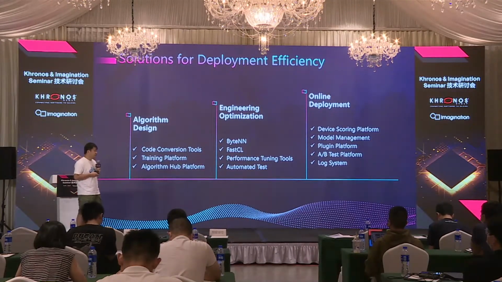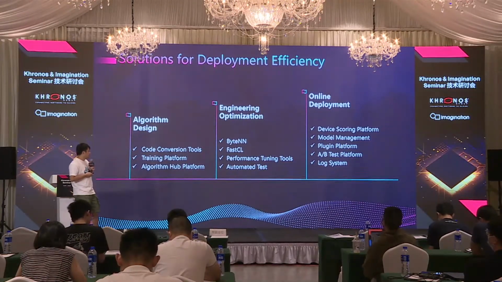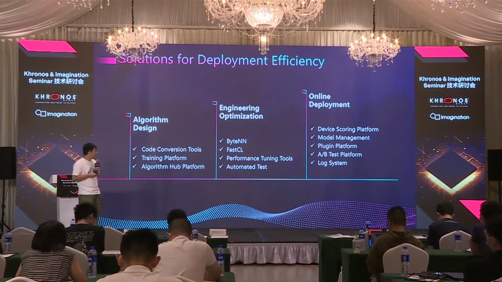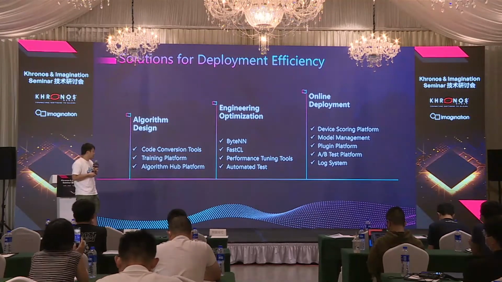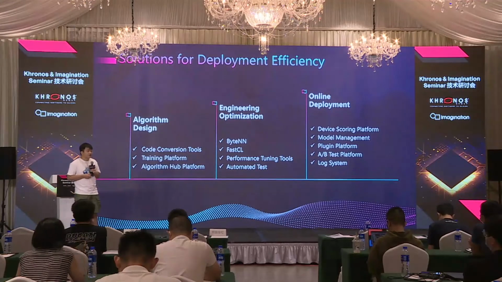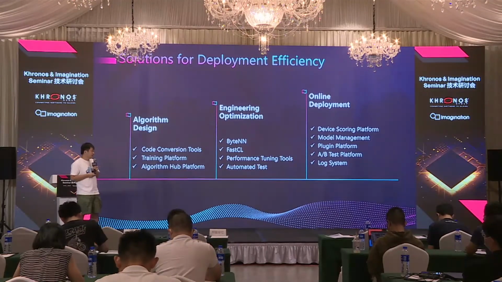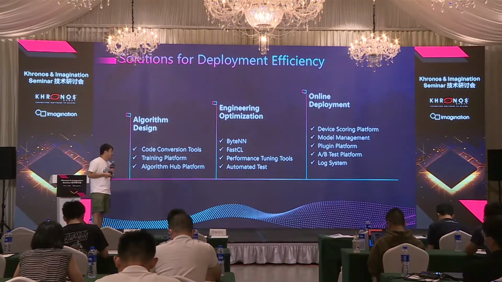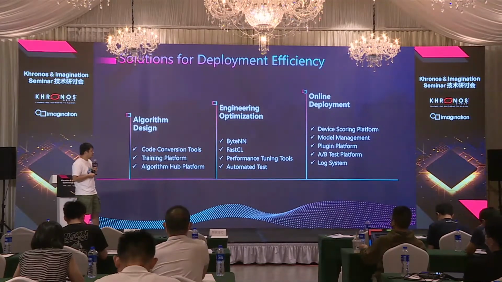And for engineering optimization, we have ByteNN, a front-end engine. The algorithms have been optimized already, and we do also have FastCL, a high-performance accelerating engine to solve the issues outside of the NN, including the high-performance heterogeneous computation acceleration architecture. The third thing here is our performance tuning tools. Our logo search algorithm is one of that, and we have automated the tests to make sure the entire process keeps on working efficiently. And when doing online deployment, we have a device scoring platform and other systems of this kind to make sure our launch would be smooth and without a hitch.